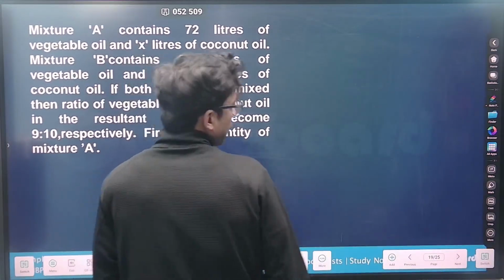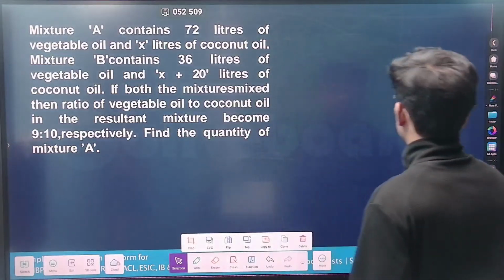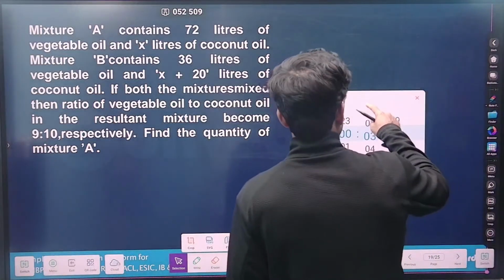See, there are a lot of methods I am saying, not only the single one that we are solving. A lot of methods are there.